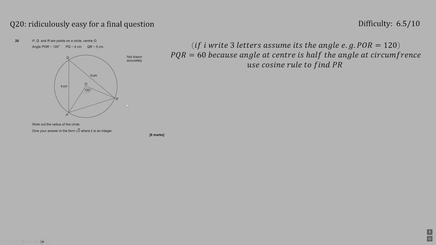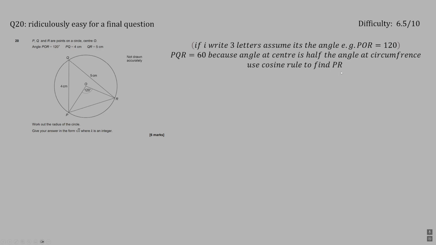Right, so this last question is for a Further Maths GCSE final question. This is not that difficult. We know that, just because I can't be bothered to write the angle symbol, if I write POR equals 120, this is what I mean. So, firstly, we know that this is an easy bit. PQR equals 60 because the angle at the centre is half the circumference. We know this because, no, the angle at the centre is double the angle at the circumference, sorry.